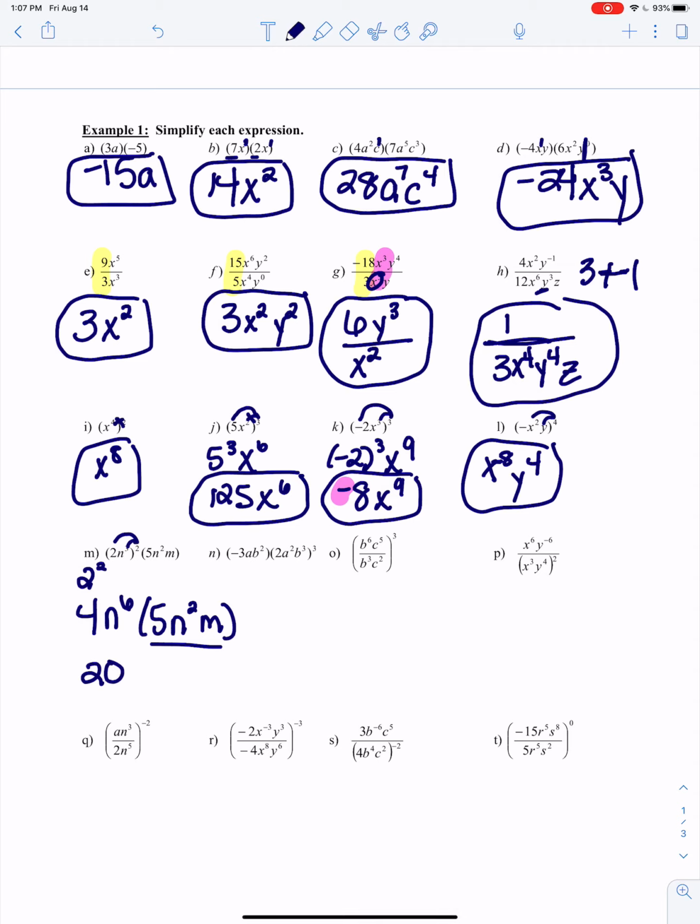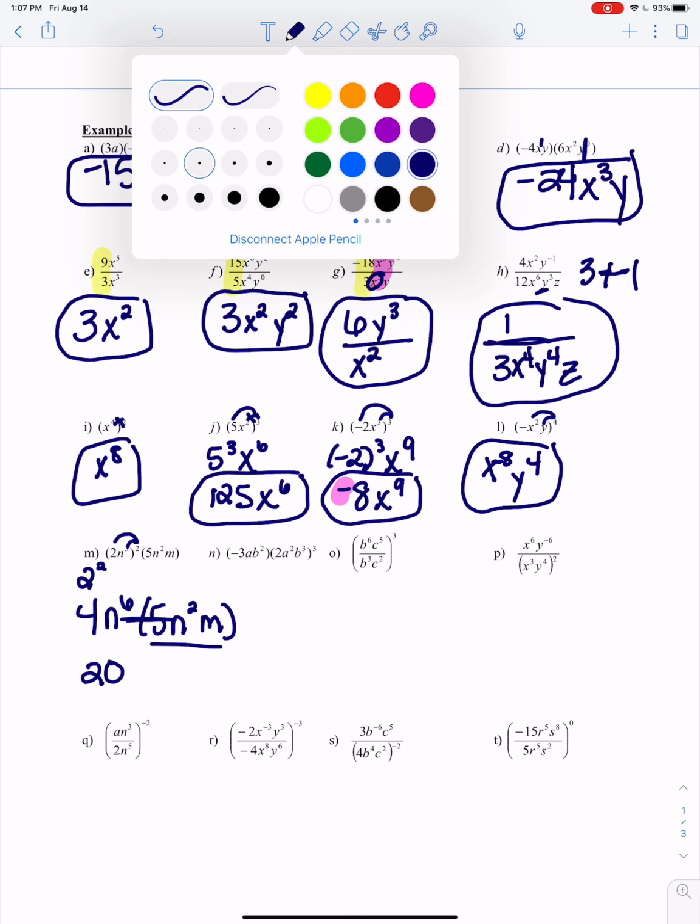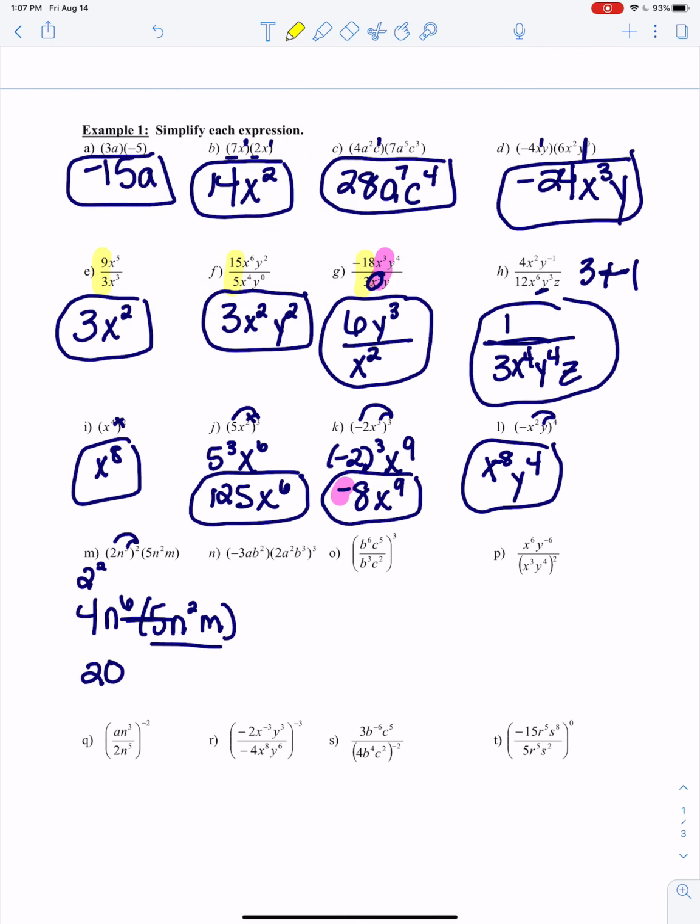Now I add my n's. So remember, the n's, we're going straight across. Use a different color. So n's, we're going straight across. Remember, it looks like you would add those, okay? So we would get n to the 8th, and then there's nothing to add to the m, it's just m.